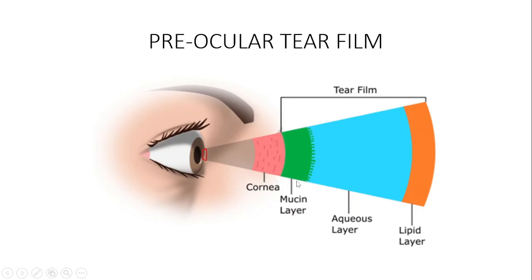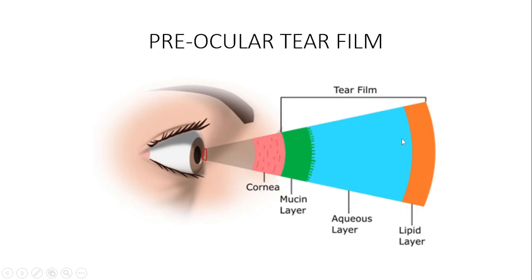Now, let's draw our attention to the mucin layer. What does the mucin layer contain? Basically, it contains mucin. So that is it.